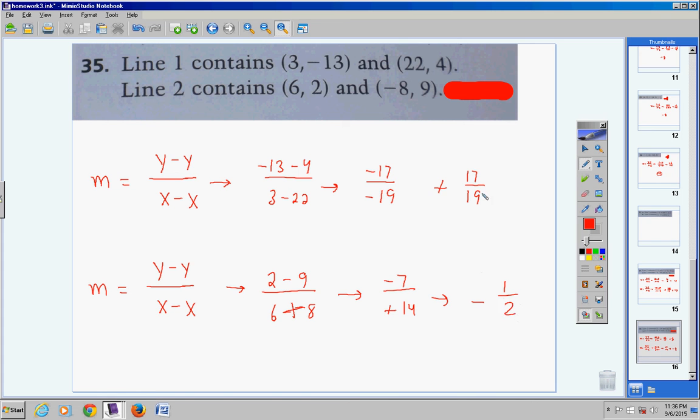Now, are these two slopes identical? No. Okay? They might be, but they might be perpendicular lines. Are your two signs opposite signs? Yes. One's positive, one's negative. So far, so good. If you take 17 over 19 and flip it, you get what? If you flip this fraction, what do you get? 19 over 17, which is not 1/2. So no, these two lines are not perpendicular either. So they're not parallel and they're not perpendicular.